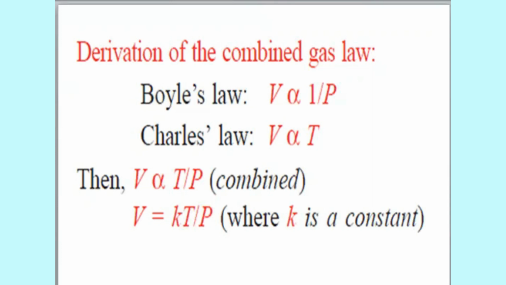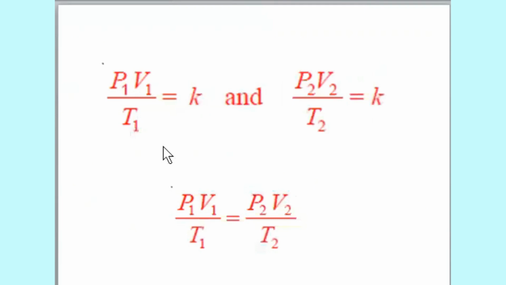And the formula of the combined gas law can be derived as P1 V1 over T1 is equal to constant K, and P2 V2 over T2 also equals K. P3 V3 over T3 also equals K. And this implies P1 V1 over T1 is equal to P2 V2 over T2. This is the equation for the combined gas law.